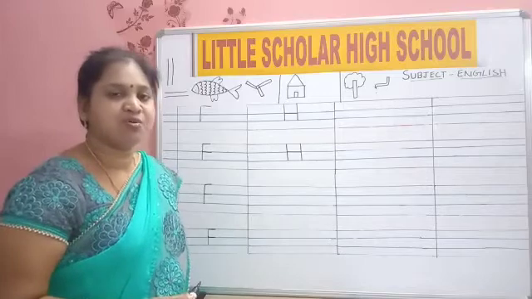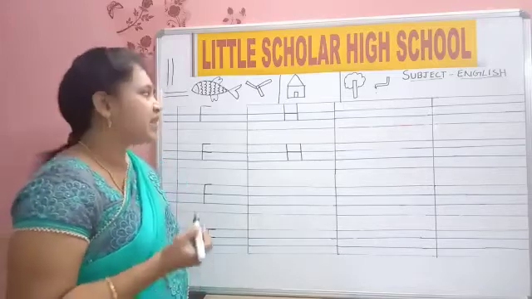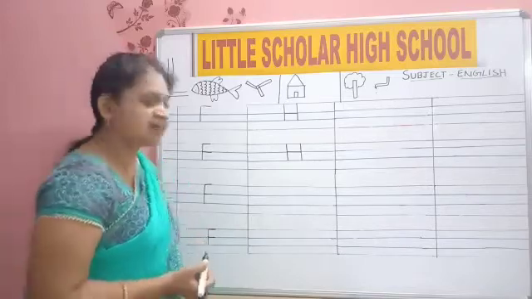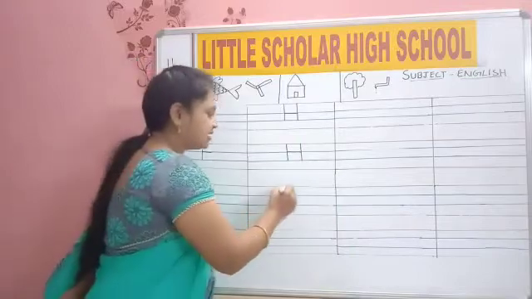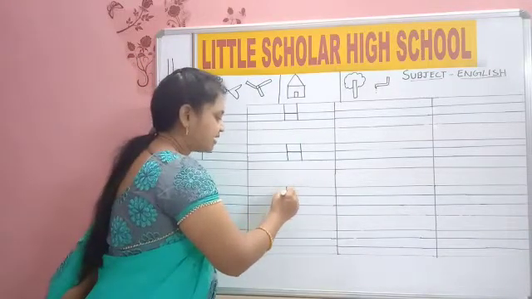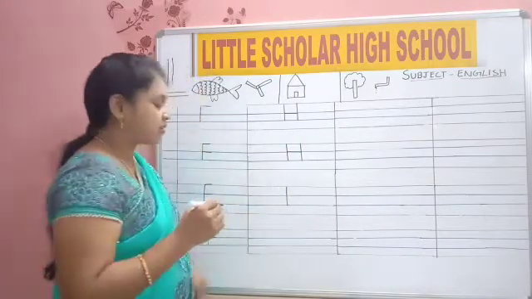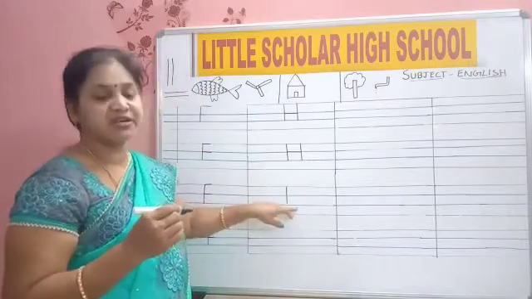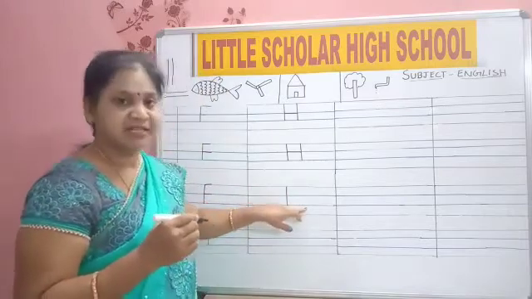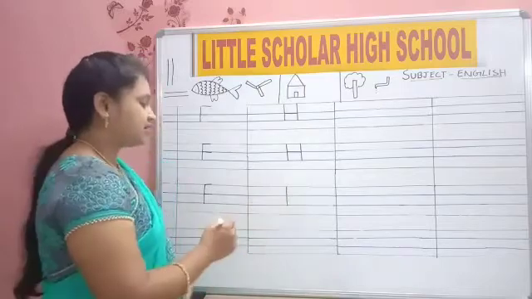H for house, H for horse, H for hut. Shall we write once again? Yes. See, one standing line. You will not touch the fourth line. You will write only in 3 lines.